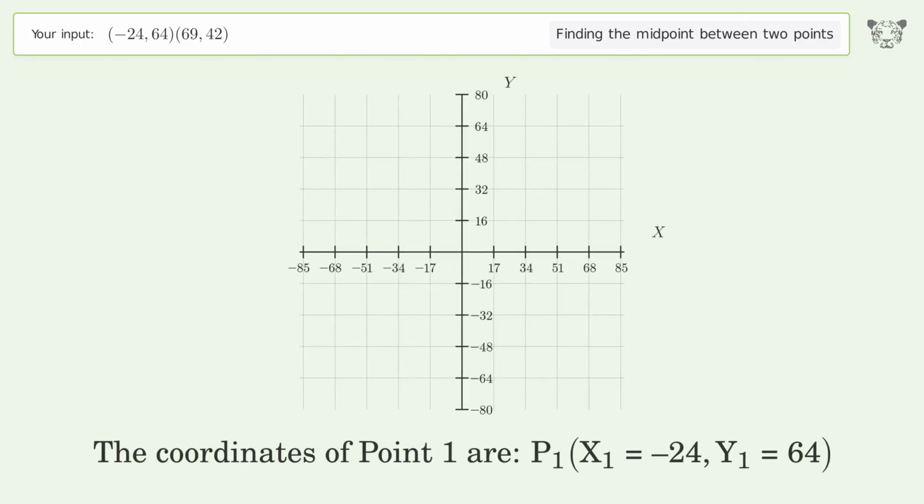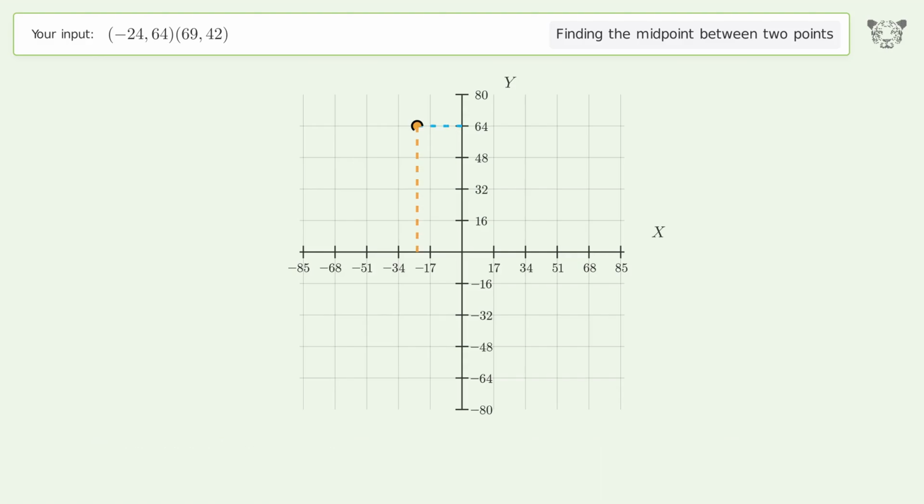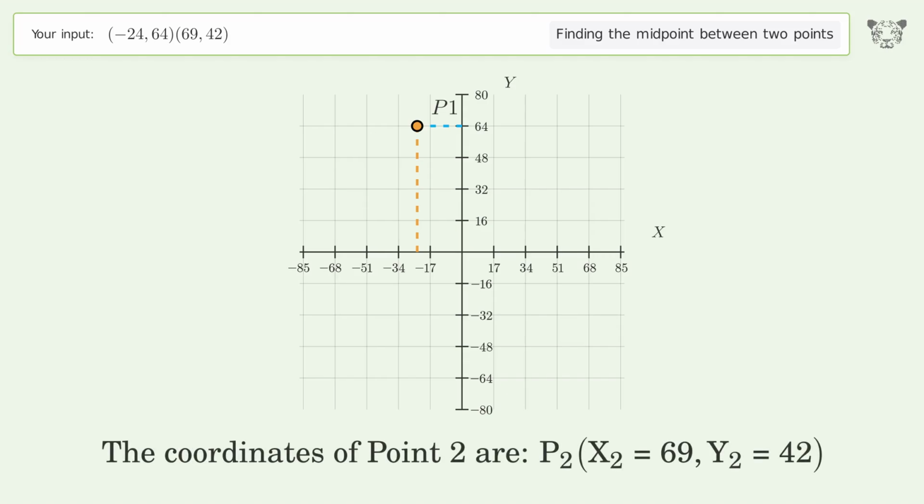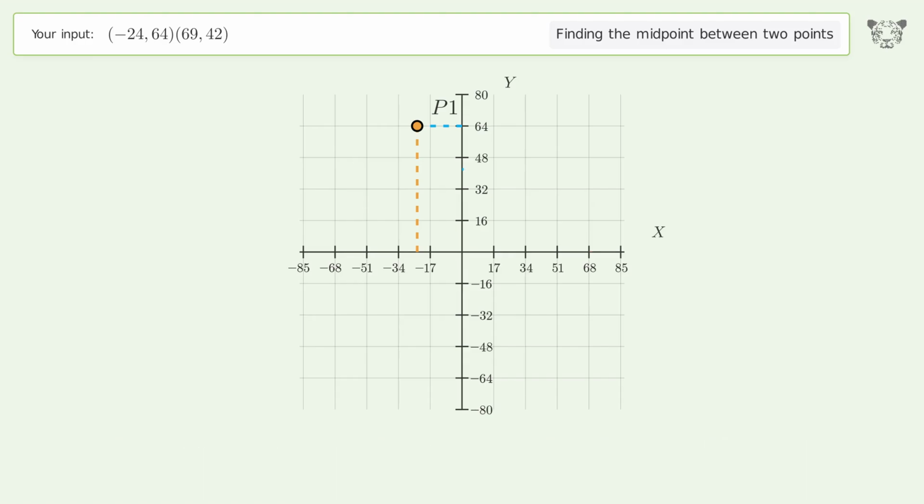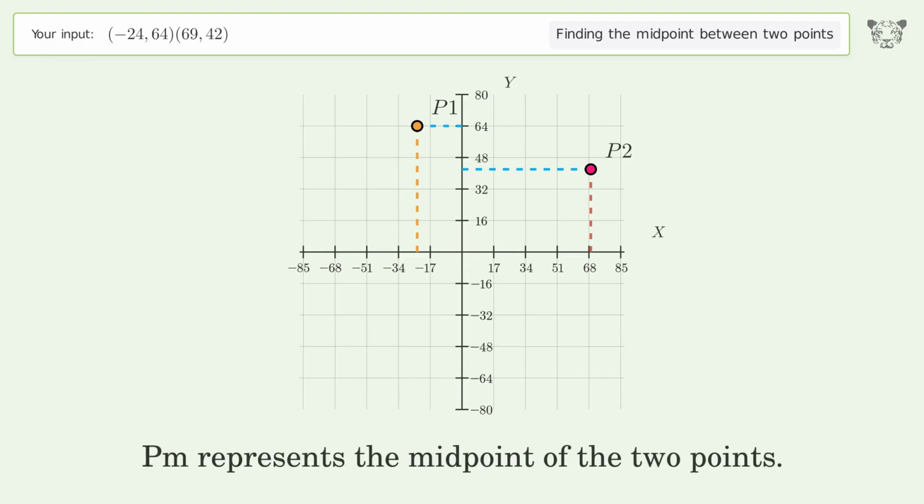The coordinates of point 1 are x1 equals -24, y1 equals 64. The coordinates of point 2 are x2 equals 69, y2 equals 42. PM represents the midpoint of the 2 points.